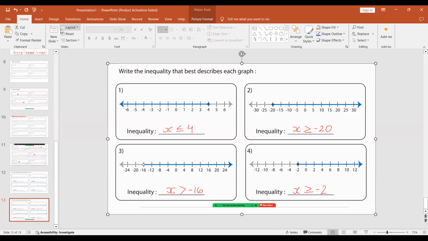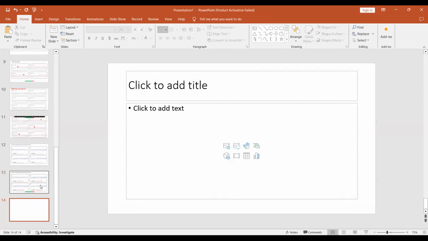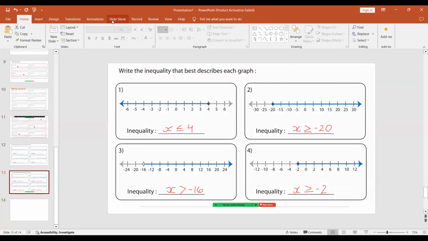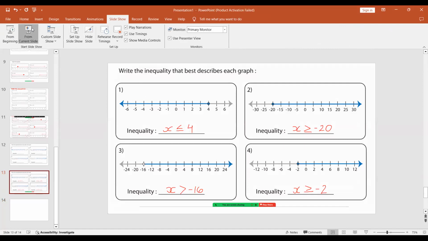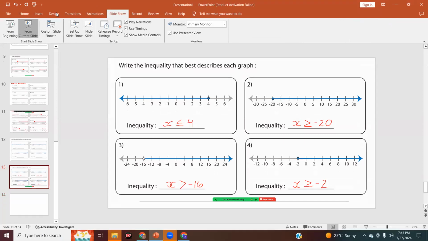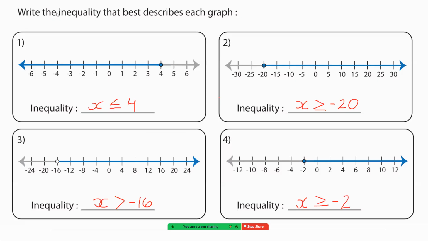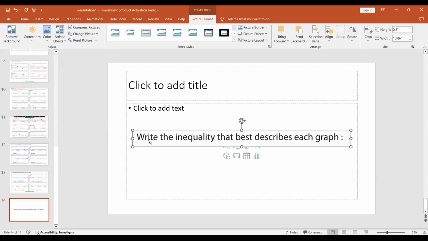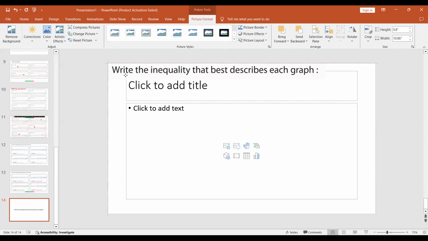So for the grade exercise, we want to do the same thing, right? Write the inequality that best describes each graph. That's going to be the instructions. Write the inequality that best describes each graph. Okay. So for these ones, you want to write down the inequality that best describes each graph.